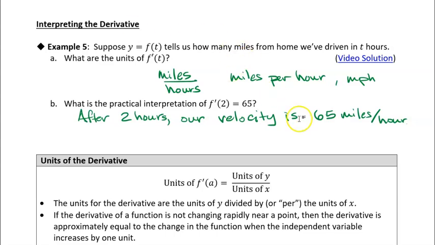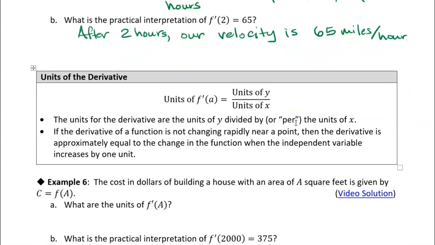So in general, the units of the derivative are the units of y over the units of x, if y is equal to f of x. We're assuming y equals f of x. It's the same as the units of delta y over the units of delta x. And that's basically it. That sometimes helps you interpret what the derivative is telling you, if you can figure out what the units are.